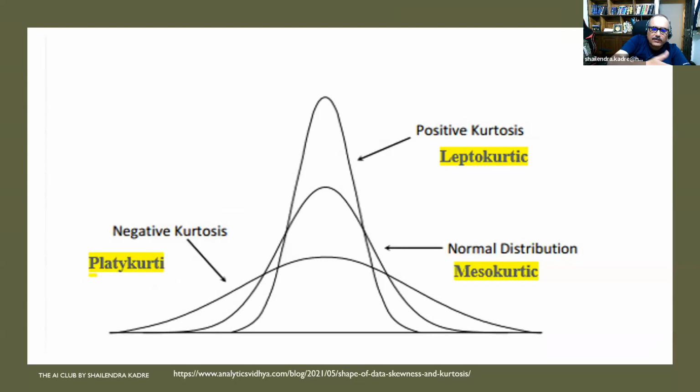So there are some statistical terms for this. Positive kurtosis is called leptokurtic. If you don't remember, it is okay. You just understand positive, negative, that is okay. But just for academic interest, I'm teaching you. Positive kurtosis is called leptokurtic. Negative kurtosis is called platykurtic. And normal distribution, kurtosis equal to 0, is called mesokurtic. Even if you don't remember, it is okay. But you should know what is positive kurtosis, what is negative kurtosis, what is kurtosis equal to 0.